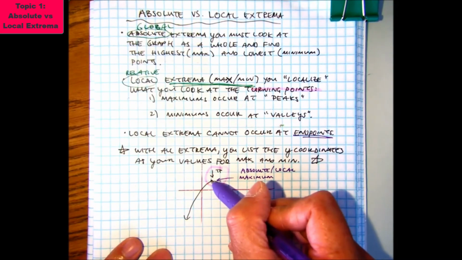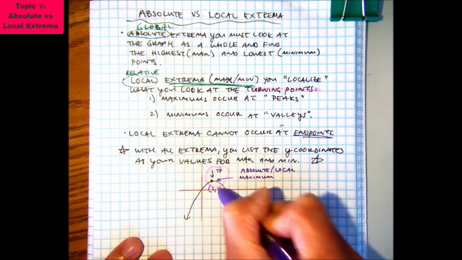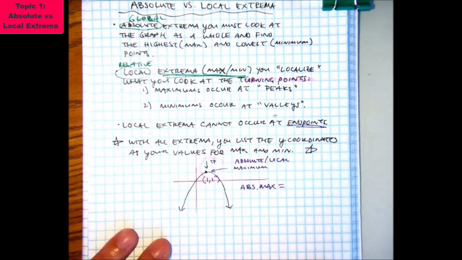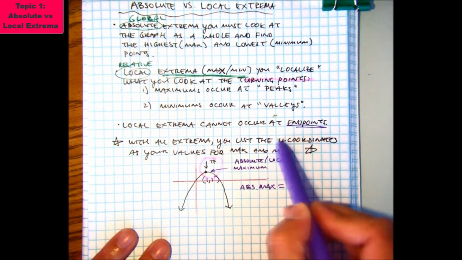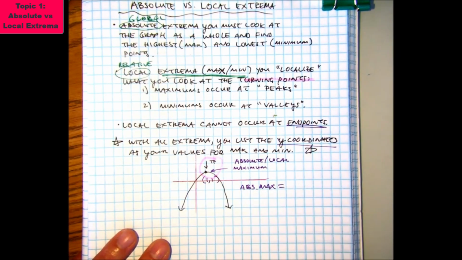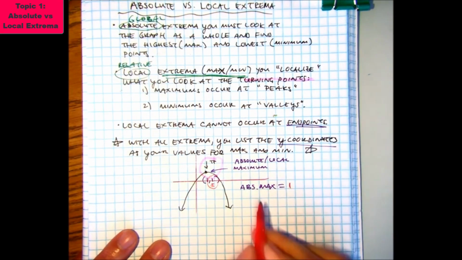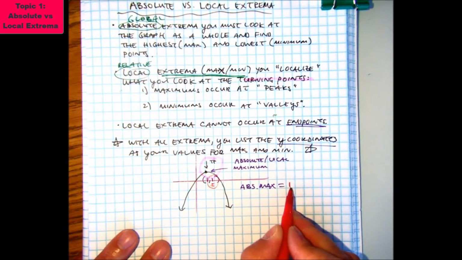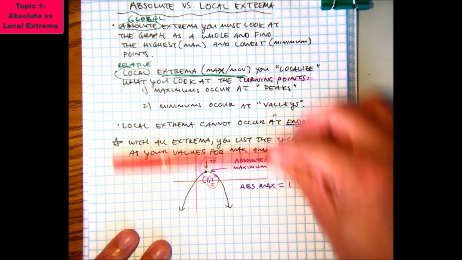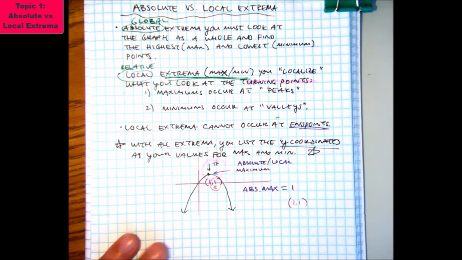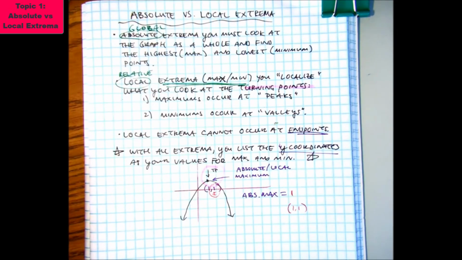Now, this ordered pair here is (1, 1). So abbreviations, you might write something like this. The absolute maximum, what we just read here is it says the y-coordinates. So if you circle the y here, we would just write an absolute maximum equals 1. You're looking at the y values. You're just looking at how high it goes. You can also write down the ordered pair. And that's our definitions of absolute, local, minimum, and maximums.